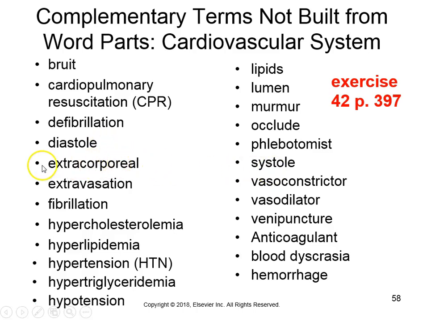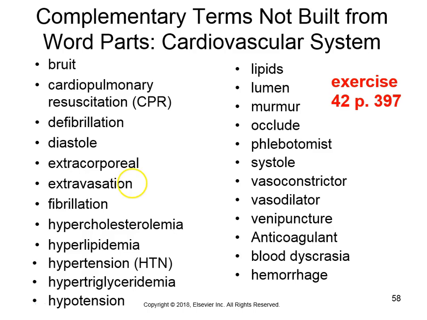Extracorporeal is a phrase that just means outside the body. So for example, if you're doing open heart surgery and you're on bypass or have a heart and lung machine, that's extracorporeal. Extravasation would be escape of blood or any real fluid really from a vessel into the surrounding tissue. So maybe if you're getting a bruise, for example, and you've broken a blood vessel and blood is going into the surrounding area, that would be extravasation.